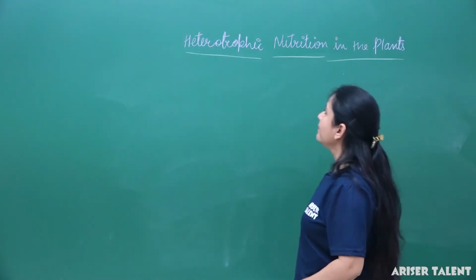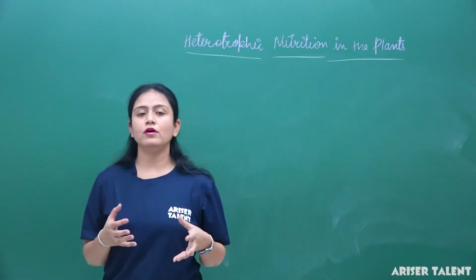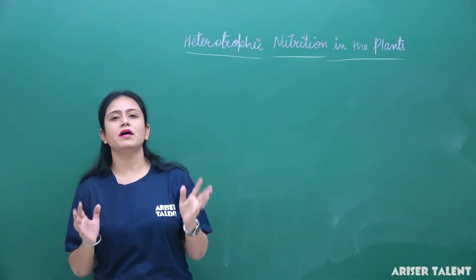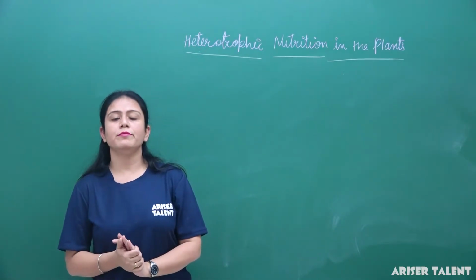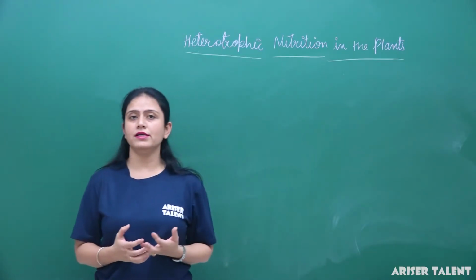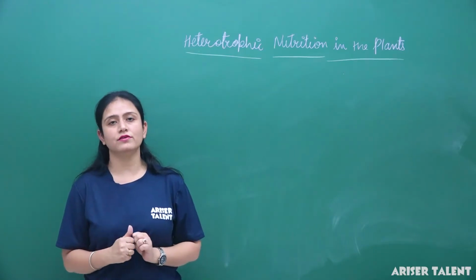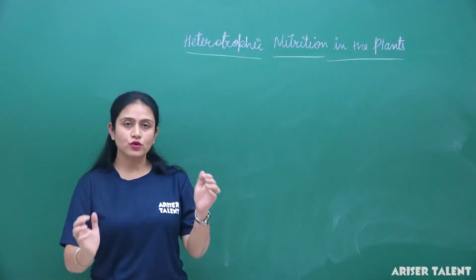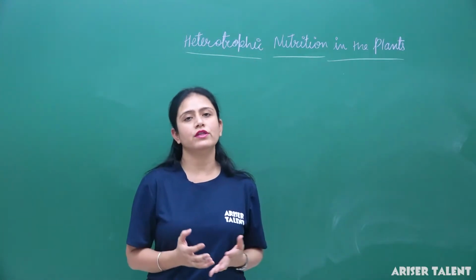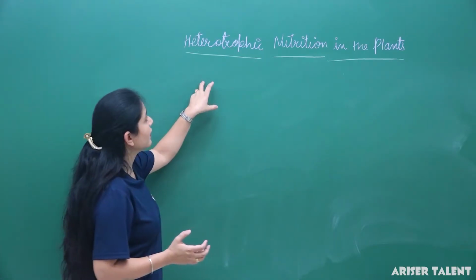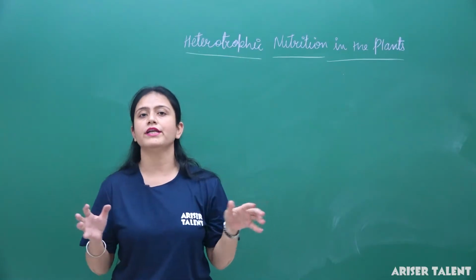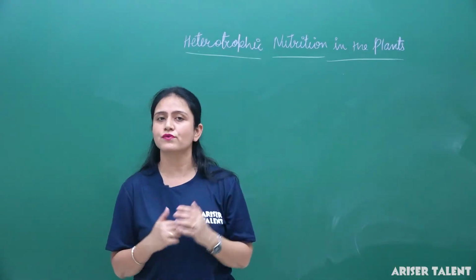As I told you, plants generally show autotrophic nutrition because plants are able to synthesize their own food. But some plants cannot synthesize their food because they lack chlorophyll. So in this condition, they need food, and they depend on external sources for it. So now we are going to talk about those varieties of plants which depend on external sources for their food.